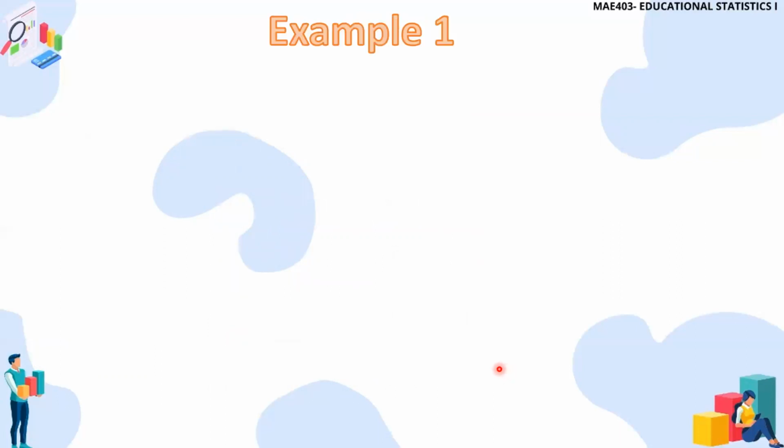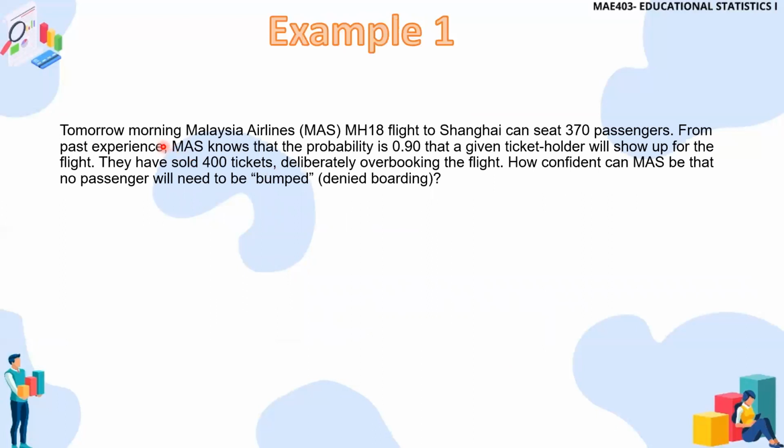So let's look again at the example. Tomorrow morning, the Malaysia Airlines MH18 flight to Shanghai can seat 370 passengers. From past experience, Malaysia Airlines knows the probability is 0.9 that a given ticket holder will show up for the flight. They have sold 400 tickets, deliberately overbooking the flight. How confident can they be that no passenger will need to be bumped? It means denied boarding.